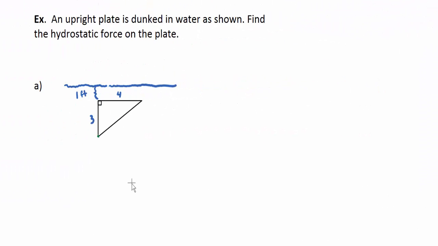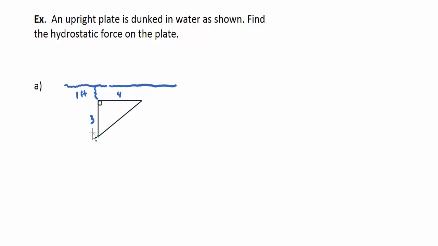So in this example, an upright plate is dunked in water as shown. So the thickness of the plate going into the screen is inconsequential here. Okay? We're just interested in the force on the side of the plate. It says find the hydrostatic force on the side of the plate. And it's water, so we're going to use 62.5 for the weight density of water. It changes if it's salt water or some other liquid like milk or gasoline. But for just regular water, assume 62.5.